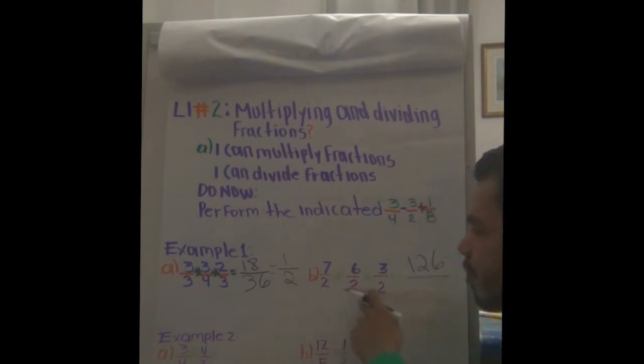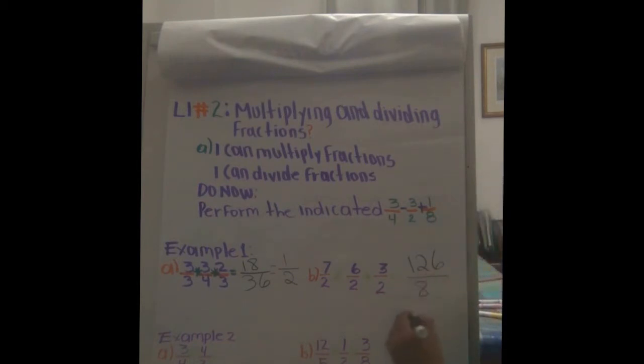But you have to understand, we're multiplying. So we're not copying the denominator. No, we're multiplying just the same way we did over here. So 2 times 2 is 4, times 2 is 8, and we get 126 over 8. Okay? Now, can that be reduced? I don't know, but we're going to find out.